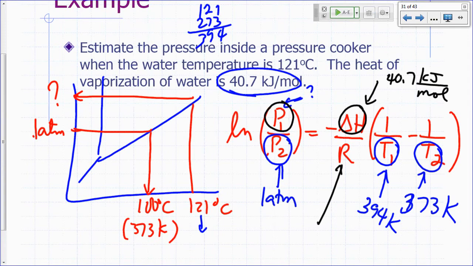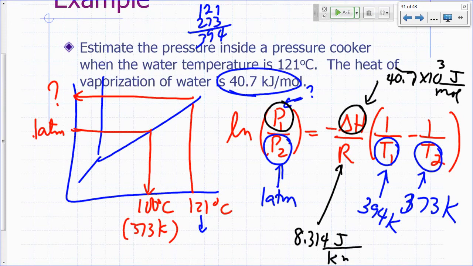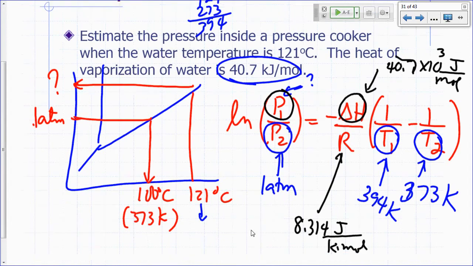R, what's the value of R? For consistency, since my unit here is kilojoules per mole, I have to write my R in kilojoules per mole. R is 8.314 joules per Kelvin per mole. So, for consistency, I'll change this to joules: 40.7 times 10 to the third joules per mole. And R is 8.314 joules per Kelvin per mole. So you plug those in, and you'd be able to solve for P1.